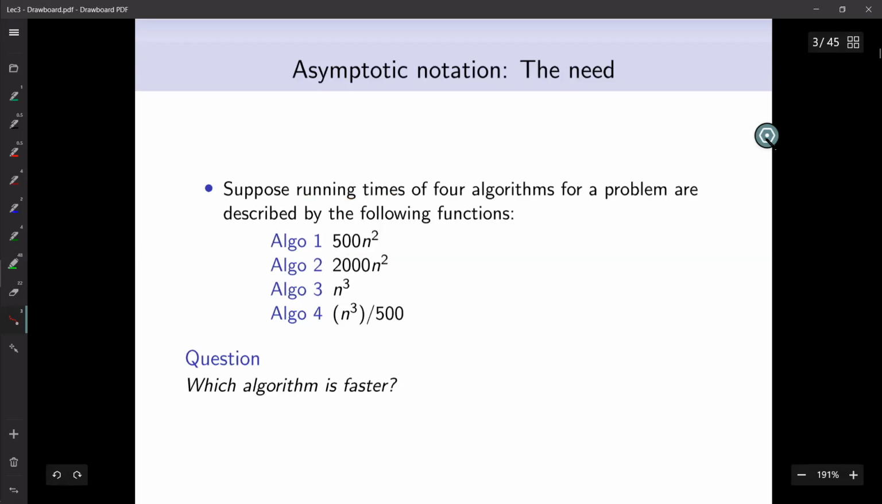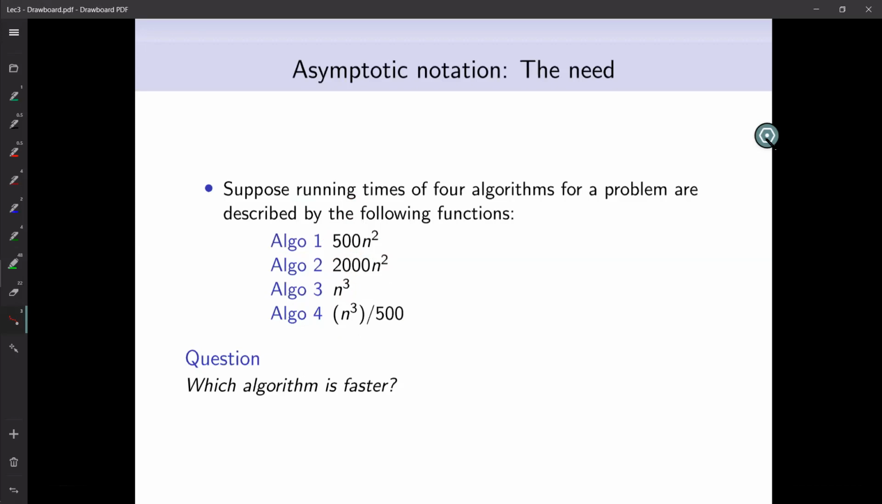So the first algorithm on inputs of length n, or size n, runs in time 500 n square. Second algorithm runs in time 2000 n square. Third algorithm runs in time n cube. Fourth algorithm runs in time n cube by 500.